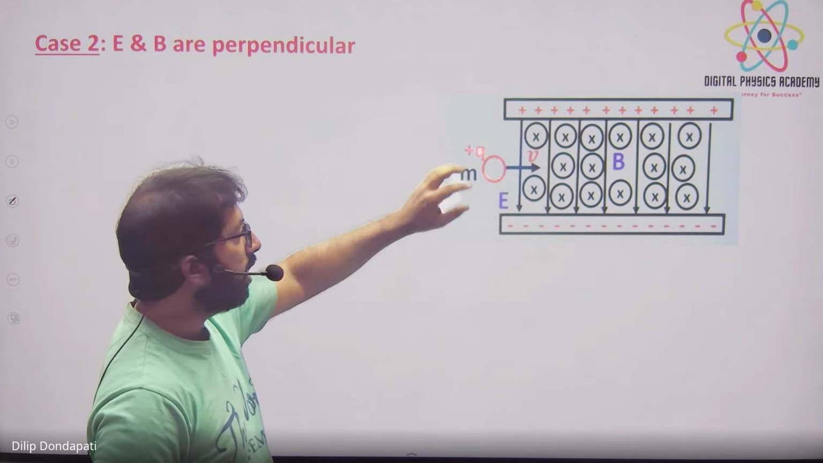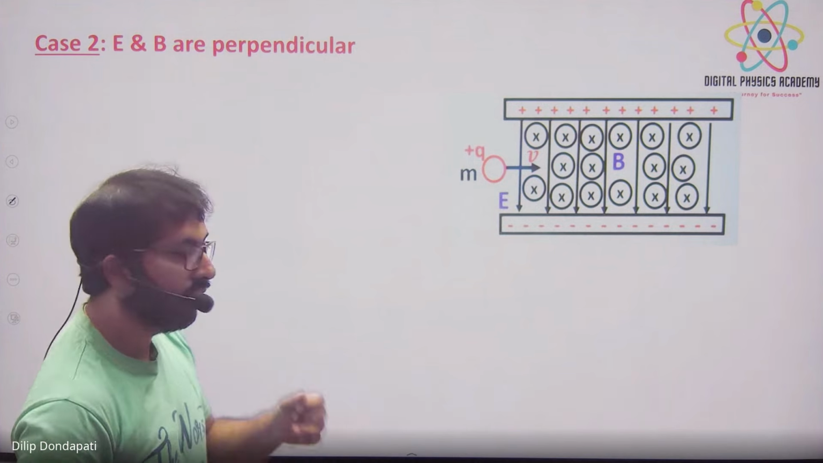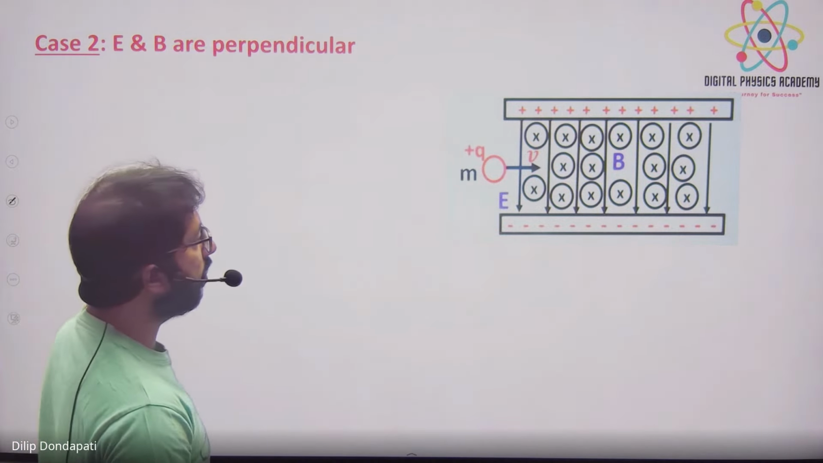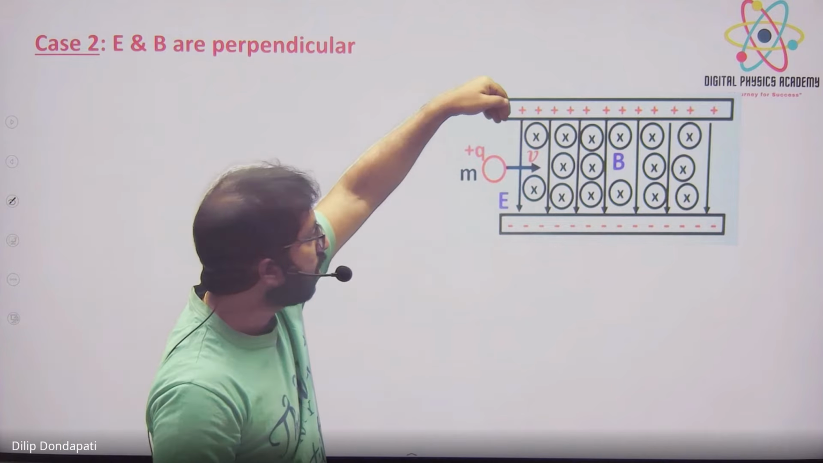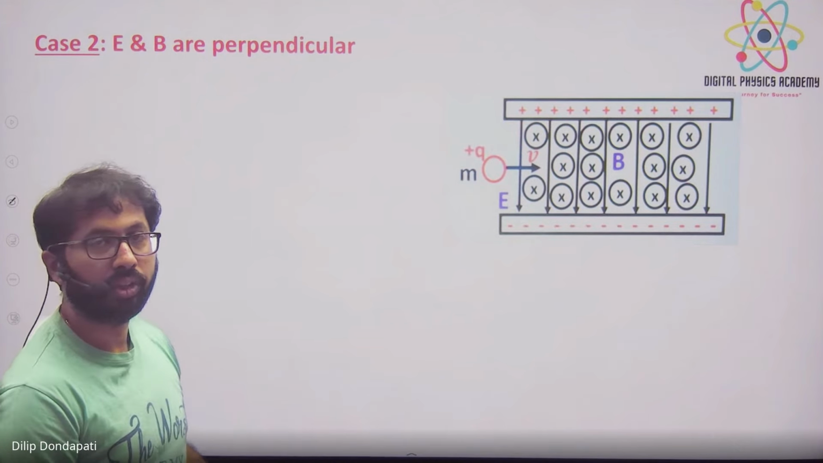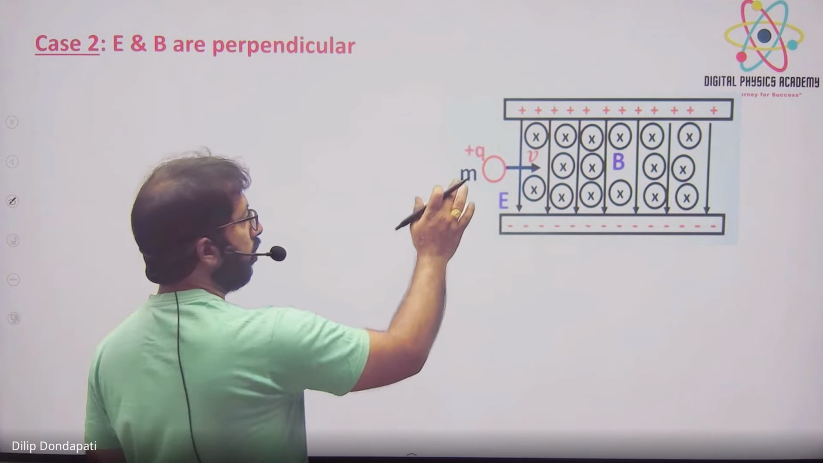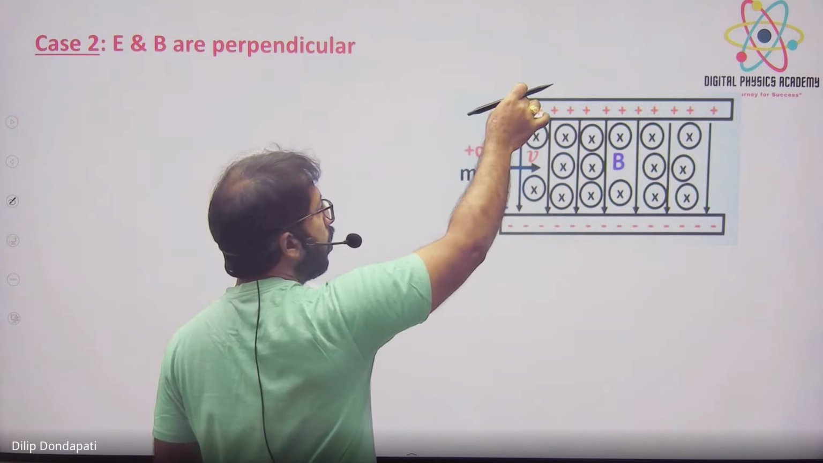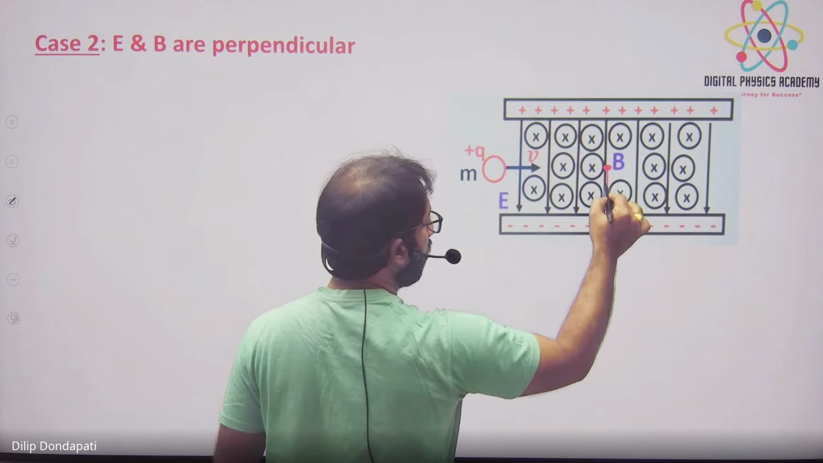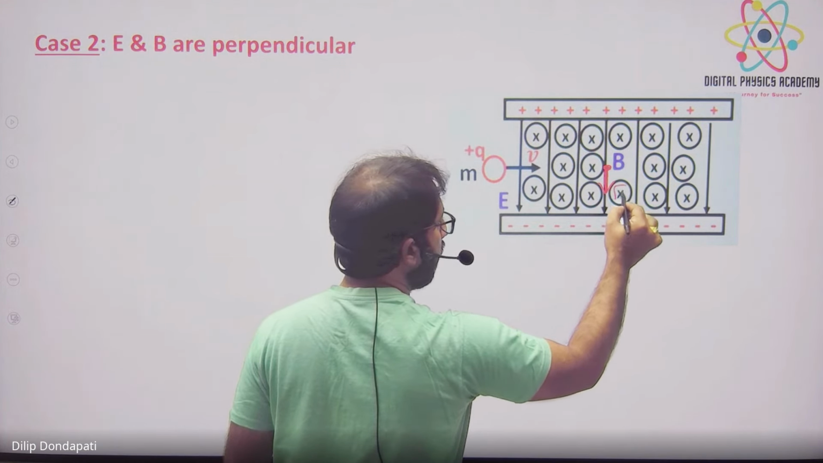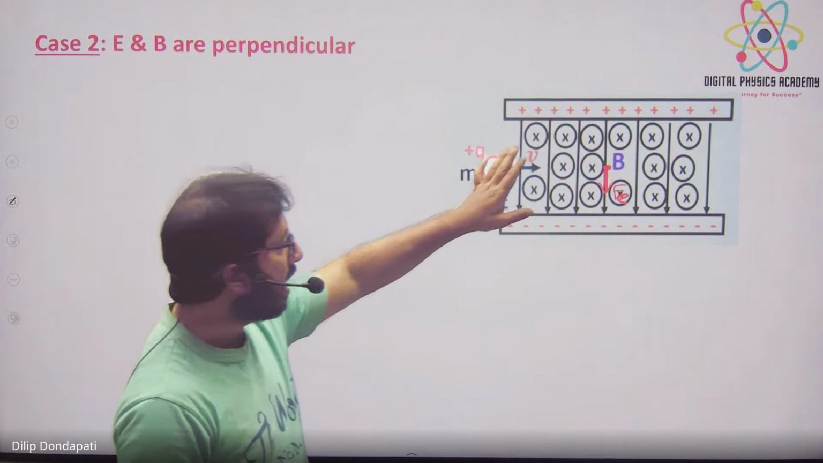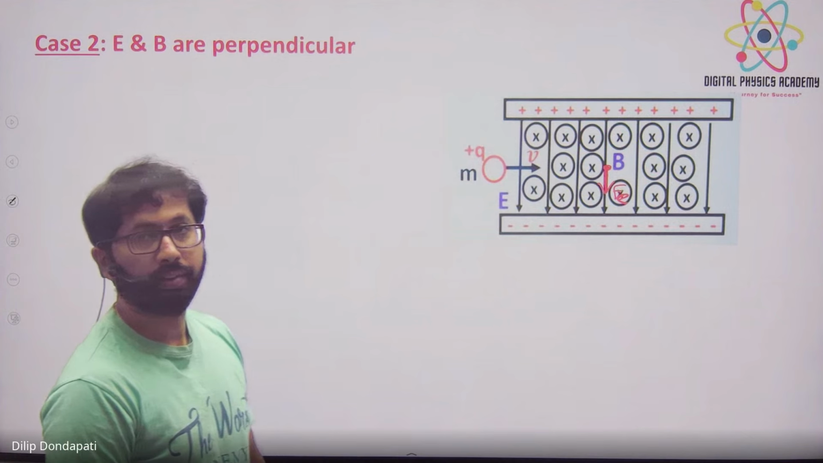Now I throw the charge inside in this direction. Now tell me, because of the electric field, which direction will the particle go? The electric field is from the positive plate to the negative plate, downwards. In which direction will the force act on it, downwards or upwards? Because it is a positive charge, definitely the force Fe will act on the charge downwards.